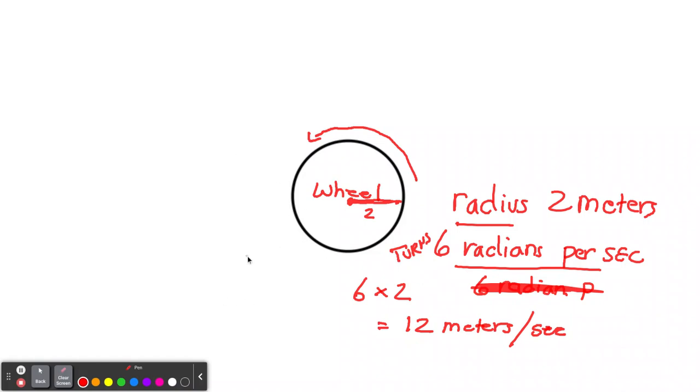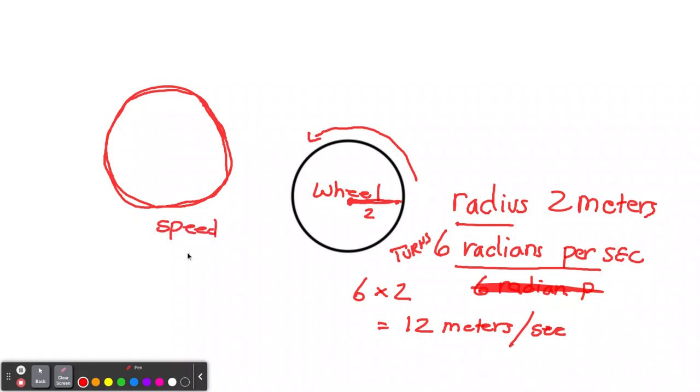Let's say you had another circle. Trying to make a good circle here. All right, a little low pressure in the tire. And let's say that you already had the speed. Let's say the speed was 40 meters per second. So we already have the speed, and you have the turns. It's going 8 radians per second.